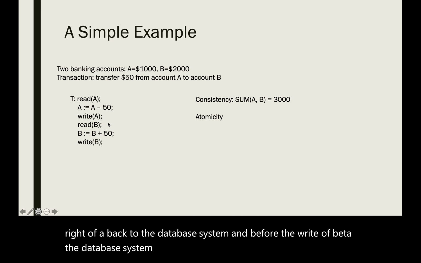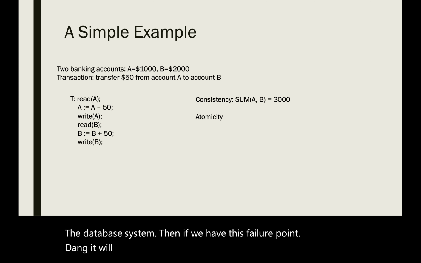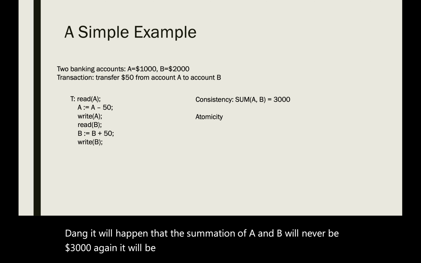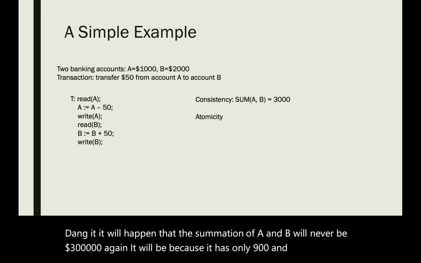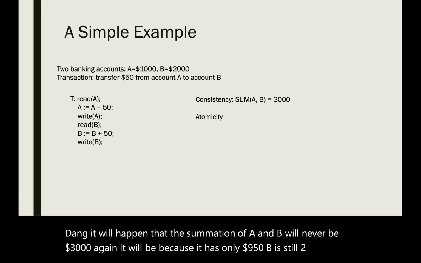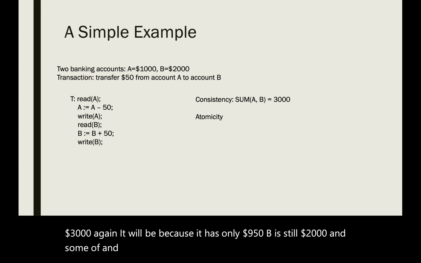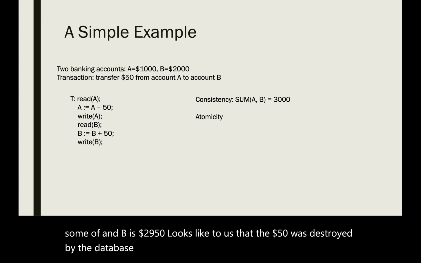Then if we have this failure point, the sum of A and B will never be $3,000 again. Because A has only $950, B is still $2,000, and the sum of A and B is $2,950. It looks to us like the $50 was destroyed by the database system during the transaction. So it is not consistent anymore.